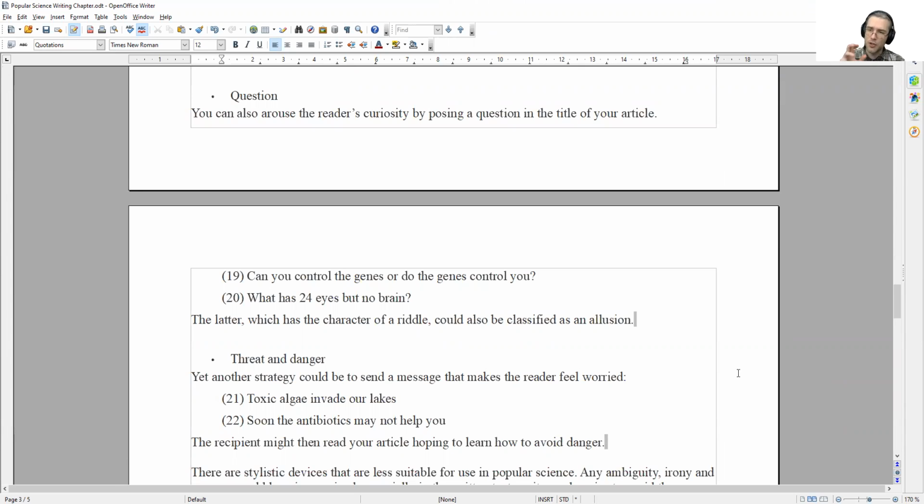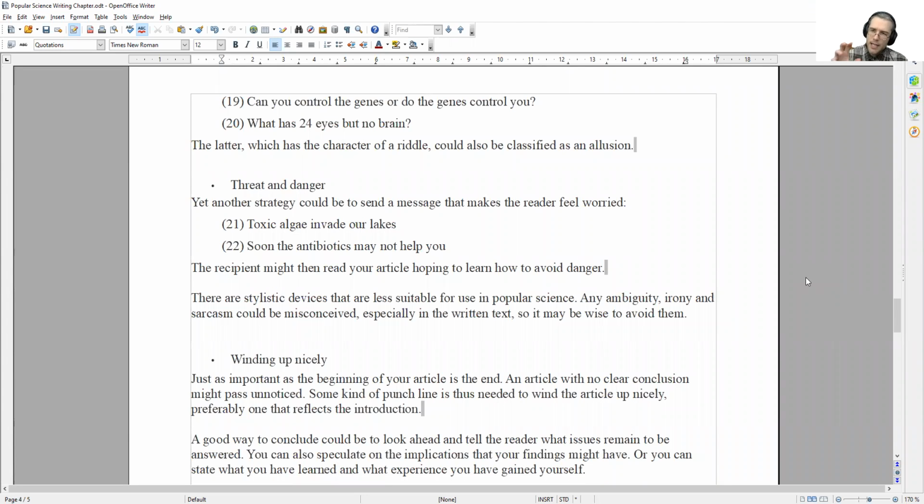If you have your reader concerned about something, or if you have them desiring the answer to a question that you have raised either in your title or very early on in your piece, suddenly the person is invested. They're looking for the conclusion, they're looking for the solution. And lastly, the introduction to an article is just as important as the conclusion.